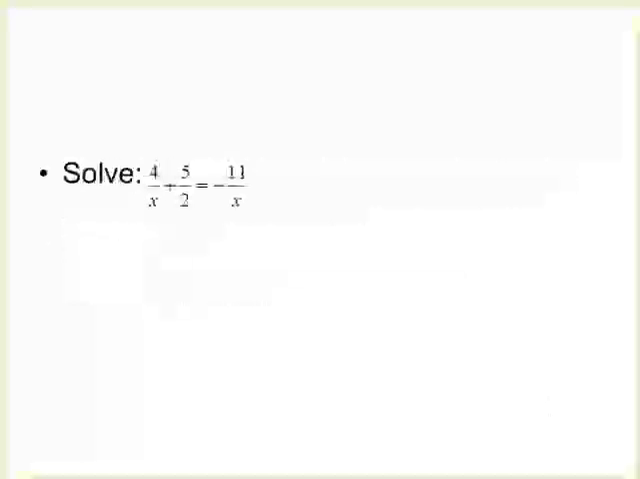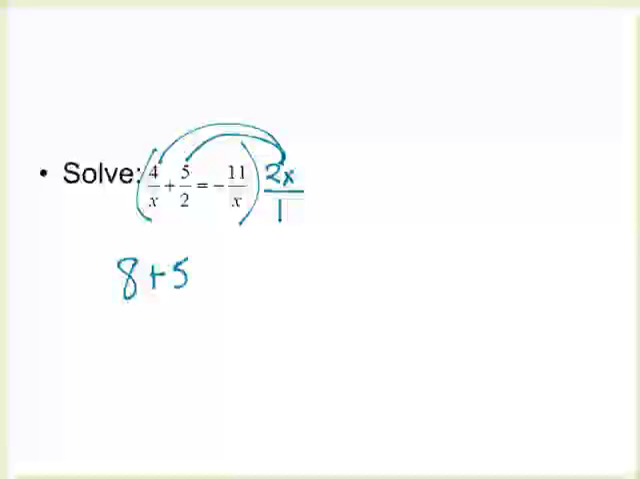So our first step is to multiply the entire equation by the least common denominator. So what's the least common denominator going to be here? 2x. When we multiply 4 over x by 2x, and that's like 2x over 1, the x's would cancel. So that would leave the 4 times the 2, which would give us 8. When we multiply the next term, the 2's would cancel, leaving the 5 times the x. And when we multiply the last fraction, the x's would cancel, leaving negative 22.